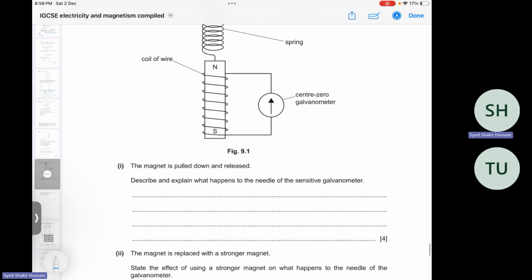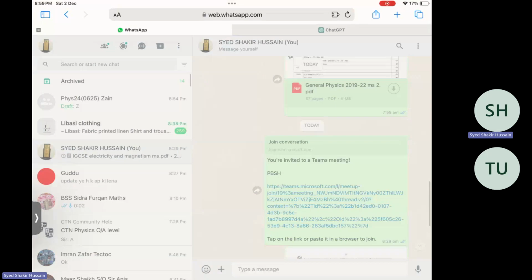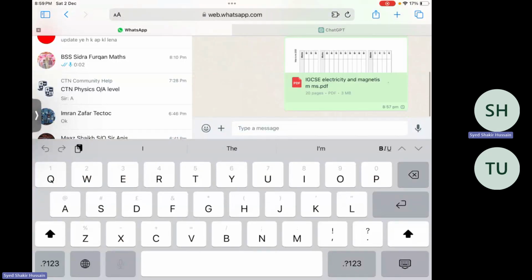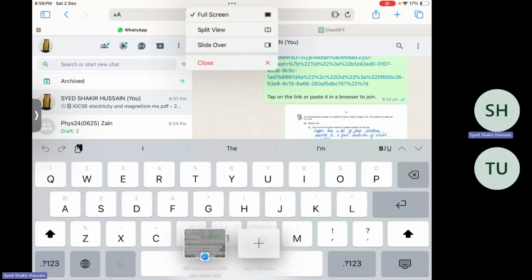What happens? So the needle will move because as you're pulling the magnet down, as the magnet is pulled down, what will happen? It will begin to oscillate, right? It will go up and down when you release it, and as it goes up and down, there will be a changing magnetic field linking the coil. And this changing magnetic field that links the coil will result in an induced EMF, right?